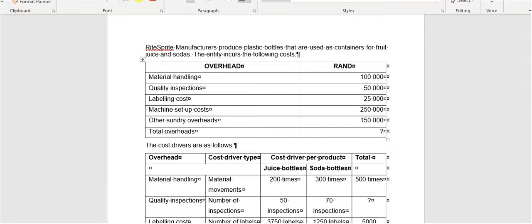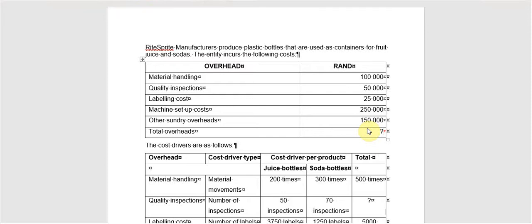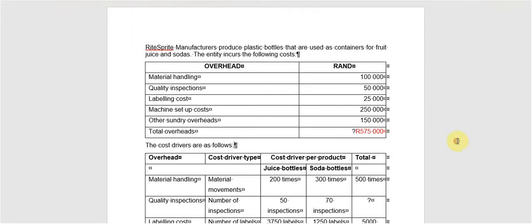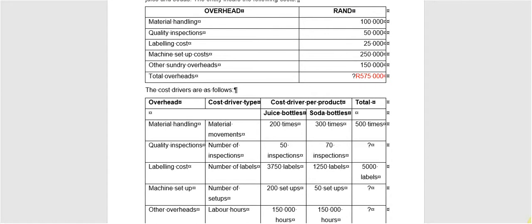So again, I'm just going to use the red and I'm going to add them together. So I see the first two is 150,000 plus 25,000 plus 250,000 plus another 150,000. I get to a total of 575,000. You just put it in red. There we go. So the total overheads is 575,000 rand. Then the cost drivers are as follows.